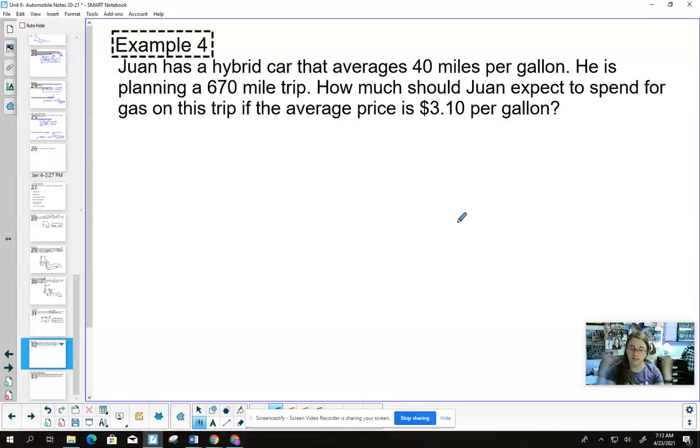So Juan has a hybrid car that once again averages 40 miles per gallon. He is planning a 670-mile trip. How much should Juan expect to spend for gas on this trip if the average price is $3.10 per gallon?